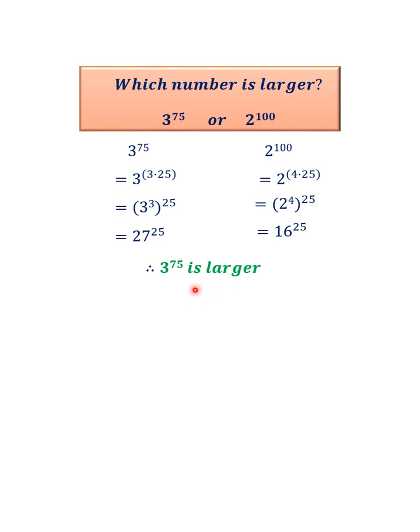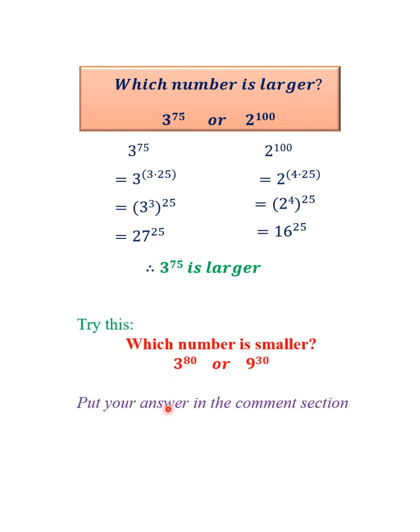Very simple, straightforward. All you need to do, like I said before, is make the bases the same or make the powers the same. If you understood it, try this. Which number is larger, or smaller? 3 to the power of 80 or 9 to the power of 30? Please put your answer in the comment section.